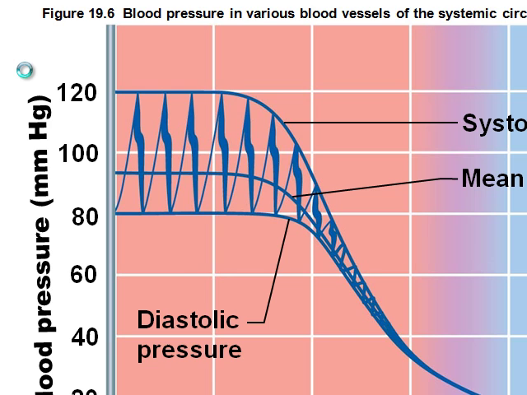Systemic blood pressure, then, extremely important, not only to move blood to where it has to go through the system, but also for exchange to happen. When we talk about wanting to be someplace or another in the molecular world.